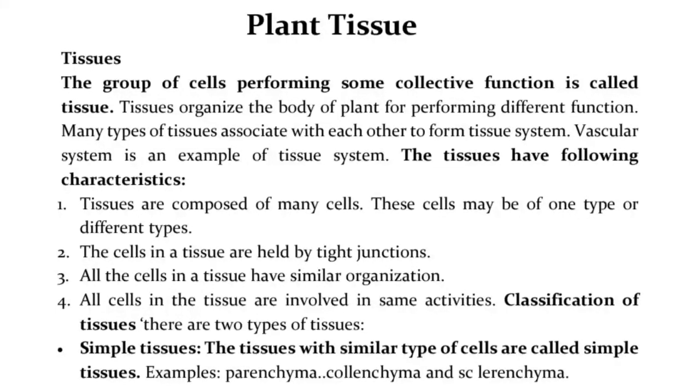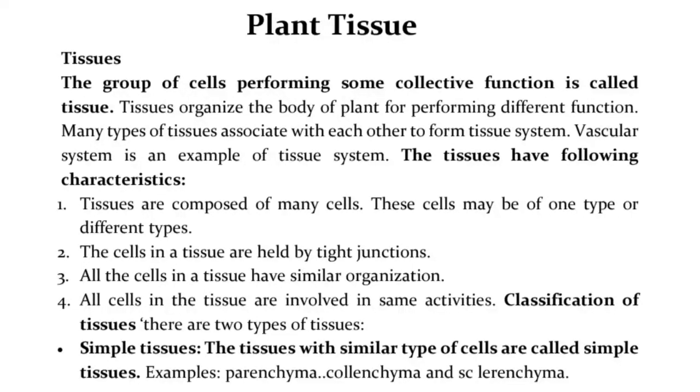Plant tissue. A tissue is a group of cells performing some collective function. Tissues organize the body of a plant for performing different functions. Many types of tissues associate with each other to form a tissue system. Vascular system is an example of a tissue system. The tissues have the following characteristics.